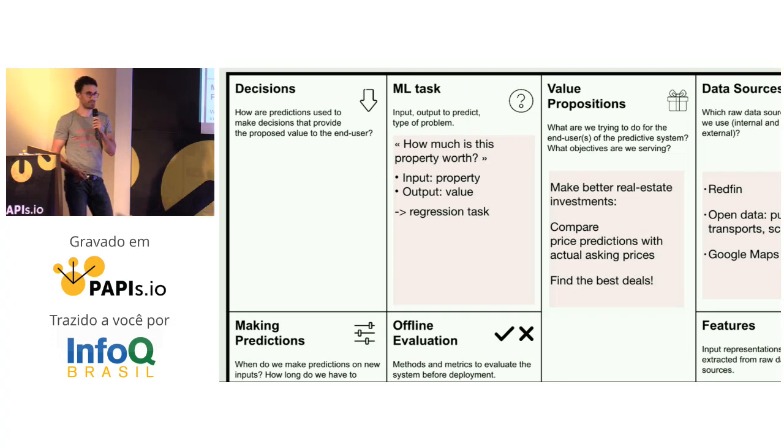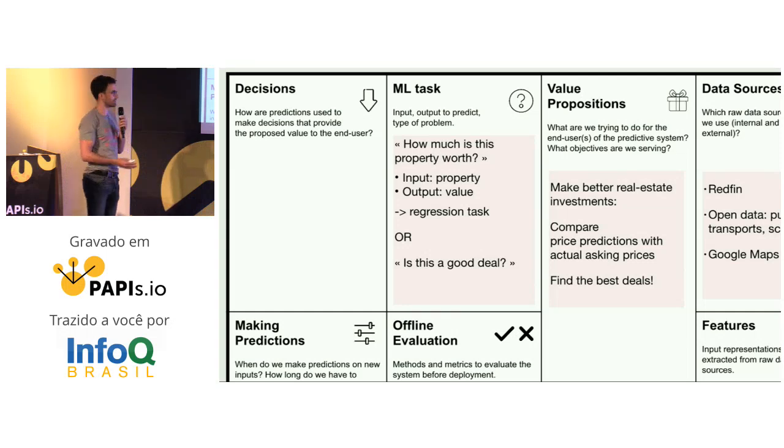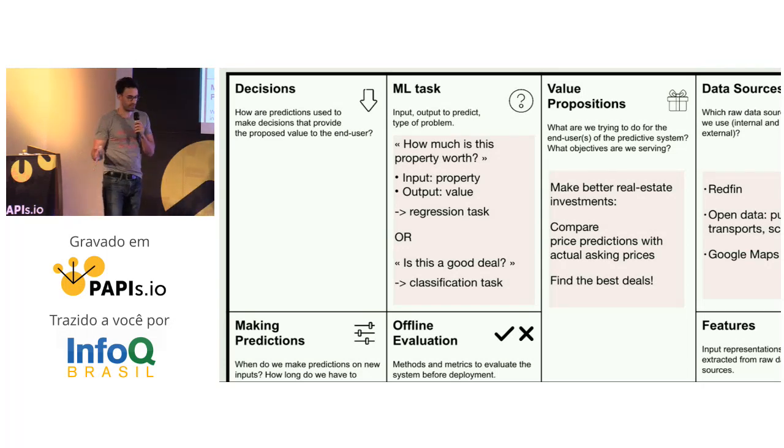It's a regression task. But you could also think of things in a different way. So another way to do this is to say, all right, I still have a property as input, but my question is, is this a good deal? Right? You have a property, you have the asking price, and you need to say, yes, it's a good deal, or no, it's not a good deal. And this is very valid. I haven't seen anyone do that, but on paper, it's valid. So it's a possibility. And there's quite a few cases where you could do either regression or classification.